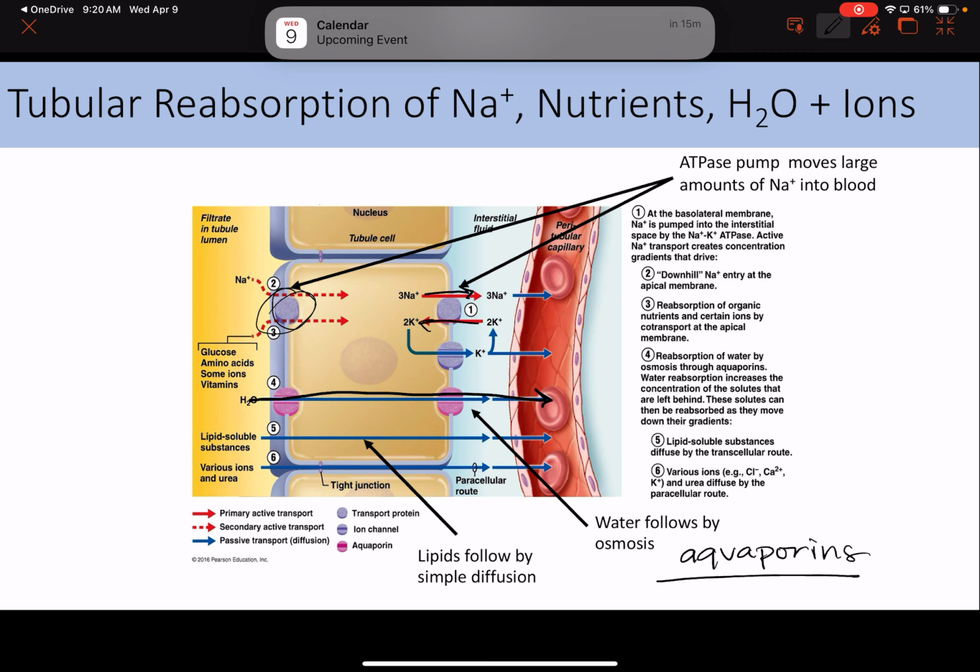Lipids are going to move by simple diffusion. You should know lipids can cross the membrane on their own. So anytime we have to absorb lipids, it's going to go through that mechanism, simple diffusion.